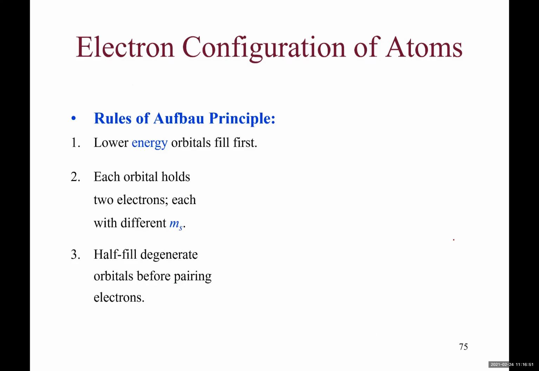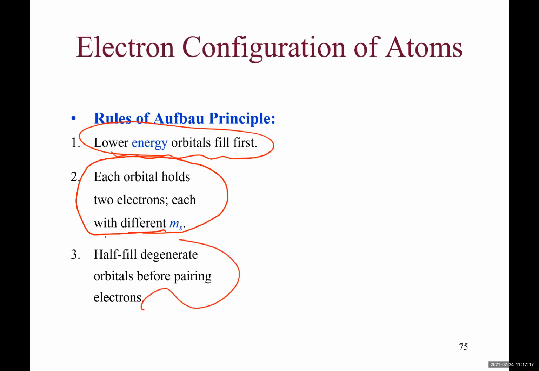So again, in writing the electron configuration, we went through these principles. Aufbau principle says lower energy orbitals fill first. We also make sure we don't place more than 2 electrons in each orbital. But this, we said electrons try to occupy the maximum number of orbitals. So they don't pair up unless they have to.